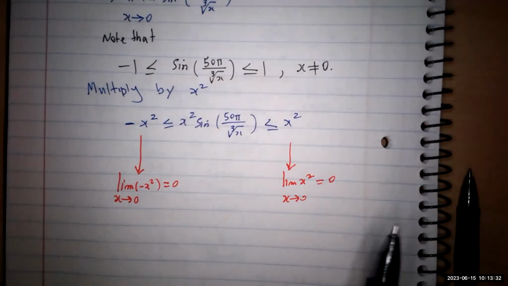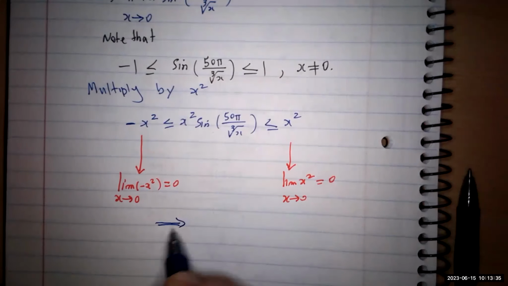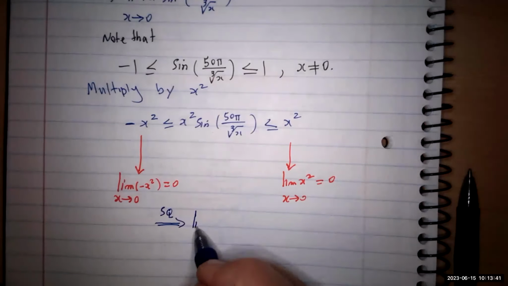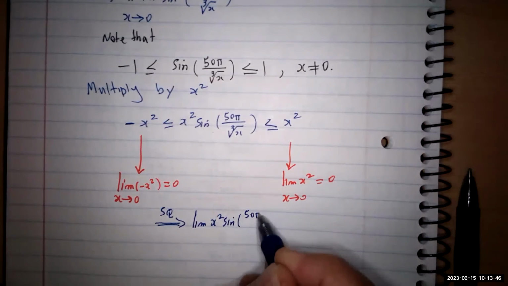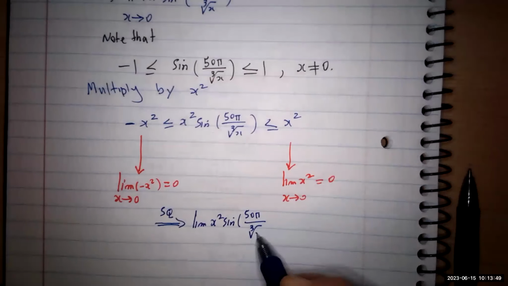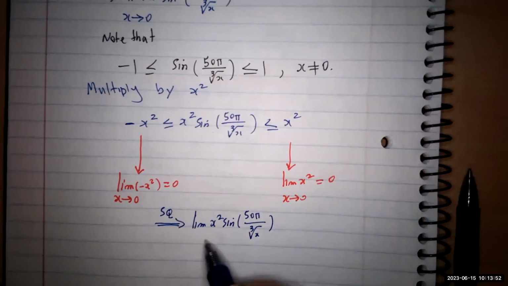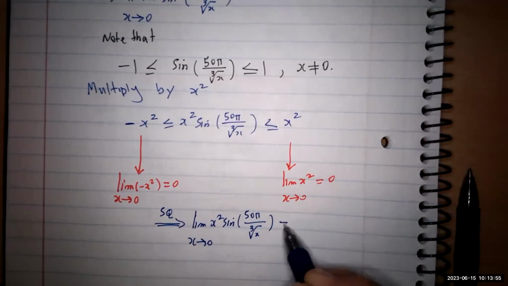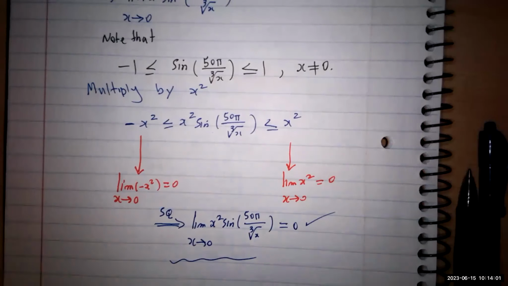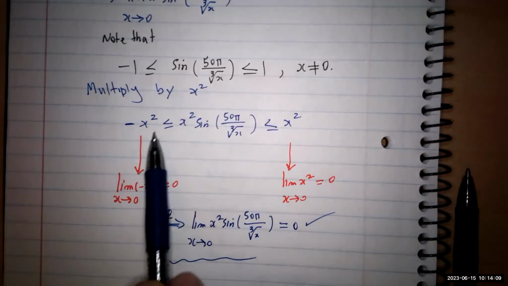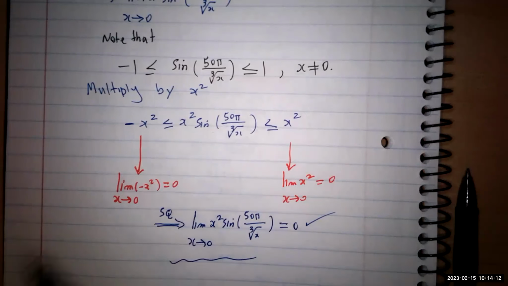Since you get these two, the conclusion is, by the squeeze theorem, that the limit of the middle one, x squared sine of 50 pi over cube root of x, as x goes to 0 is also equal to 0, and you're done. So it's a very, very easy question. But some people made a mess when they explained it. You need this inequality. Without this inequality, you can't do it.